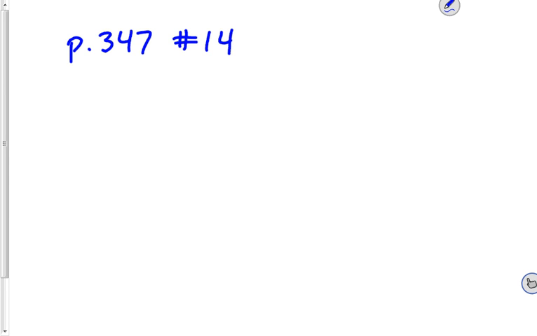All right, so page 347, number 14, says Adam drops a ball from a height of 12 feet. Each bounce is 50% as high as the previous bounce. What is the total vertical distance the ball has traveled when it hits the ground for the fourth time? And then they give us a graph there, right?